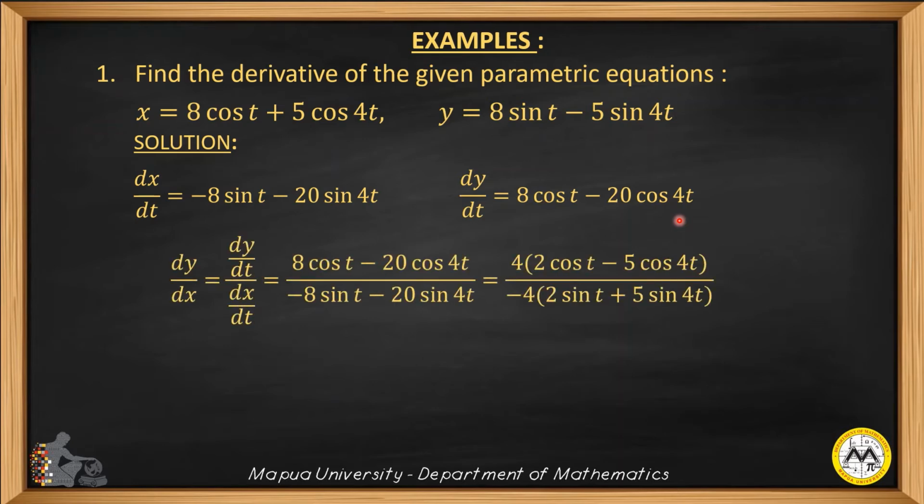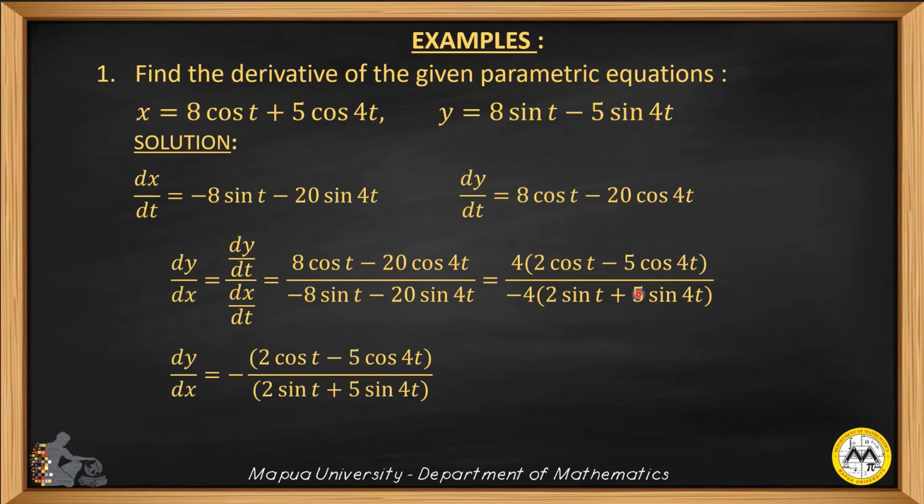So for the derivative dy/dx, we will have it equal to the ratio of dy/dt to dx/dt. Or we have 8 cosine of t minus 20 cosine of 4t divided by negative 8 sine of t minus 20 sine of 4t. Or that would be equal to 4 times the quantity 2 cosine of t minus 5 cosine of 4t divided by negative 4 times the quantity 2 sine of t plus 5 sine of 4t.